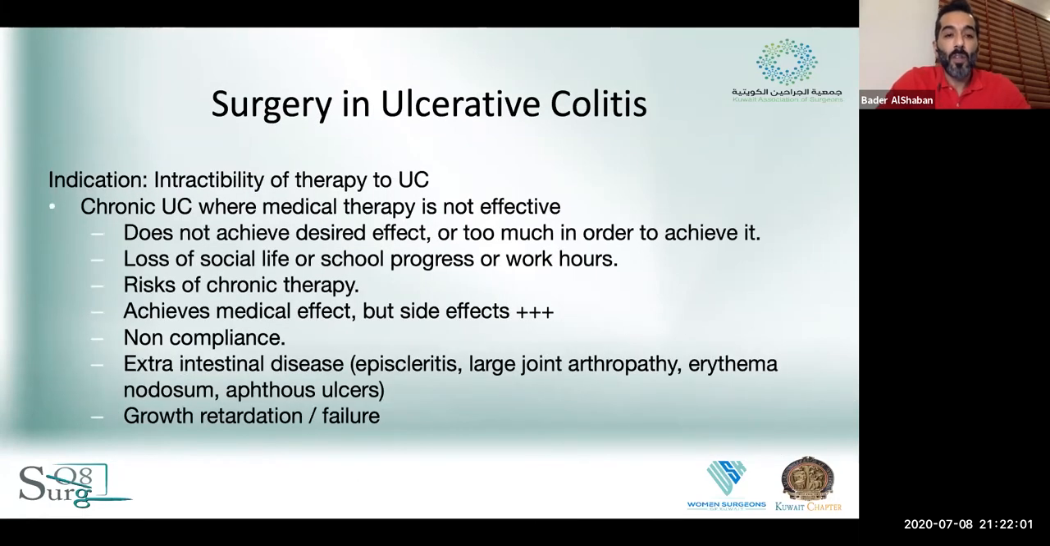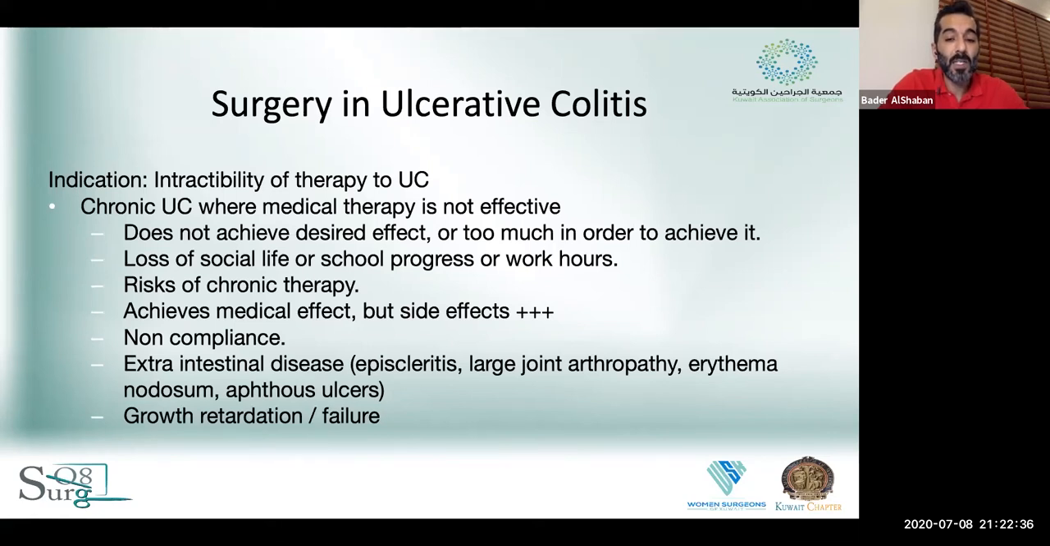Intractability of therapy in ulcerative colitis, just like Crohn's, is also an indication to operate. Again, this is when you do not achieve the desired effect, or you have to give too much of a dose in order to achieve it, or there is loss of social life, school progress, or working hours. These are all indications to operate on a patient. Also, achieving the medical effect but having significant side effects may be considered an indication to operate. A non-compliant patient obviously is one of those categories.